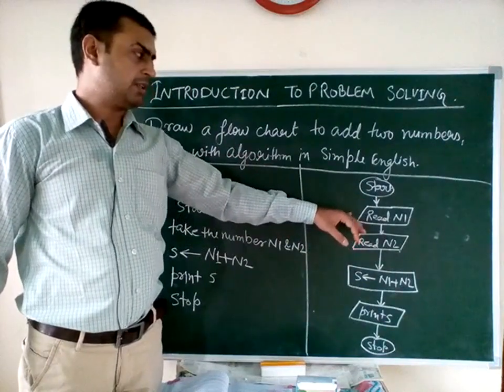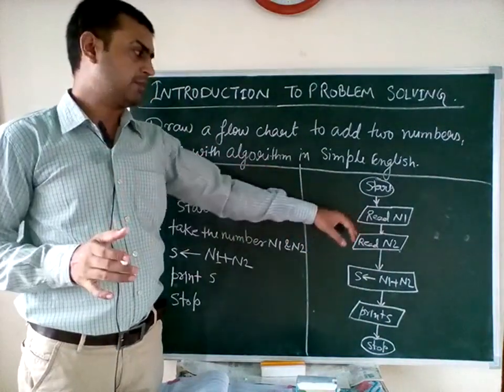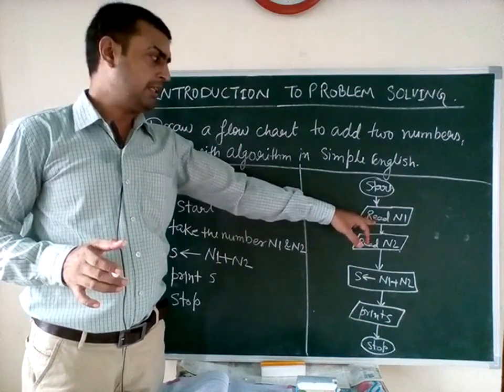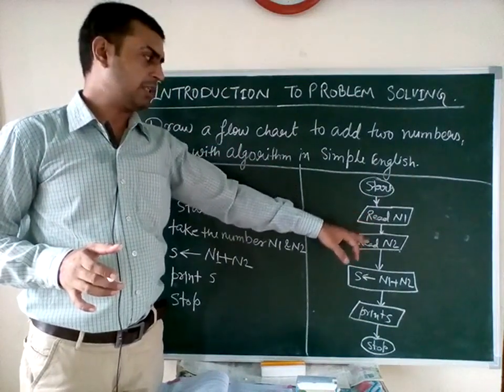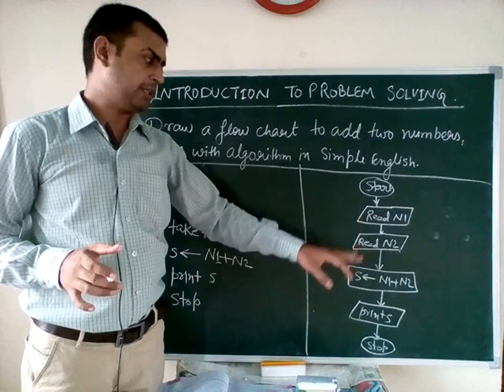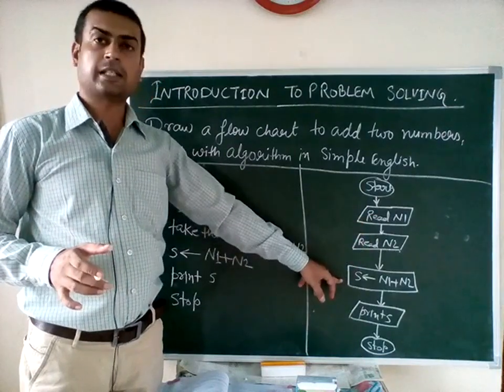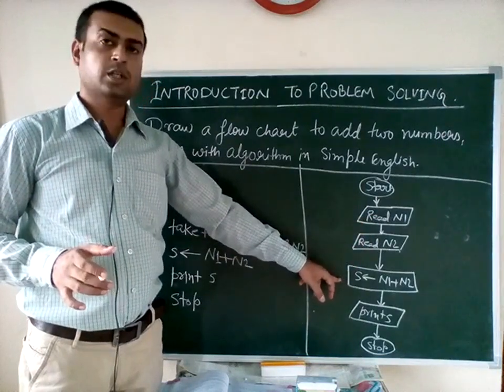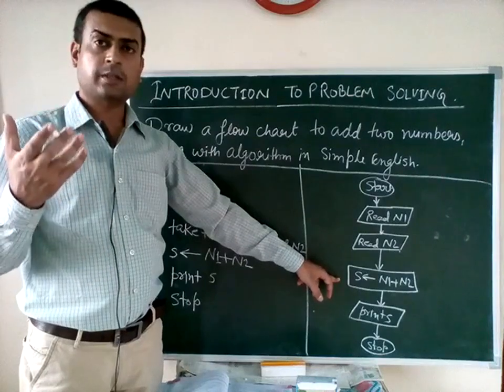This slightly tilted box is called the input and output box. So I have taken input n1, input n2 here. This simple rectangular box is used to represent the processing part.